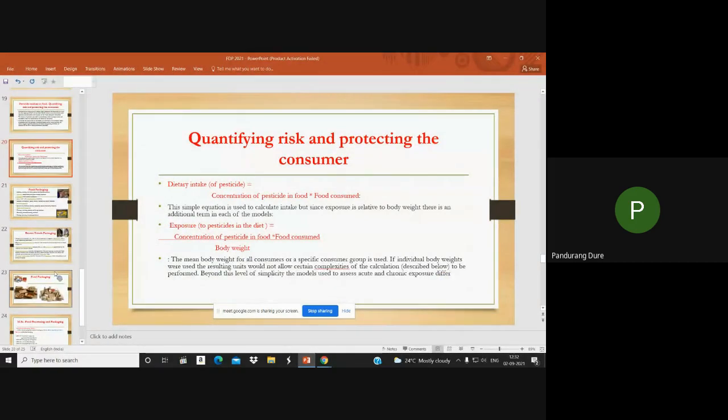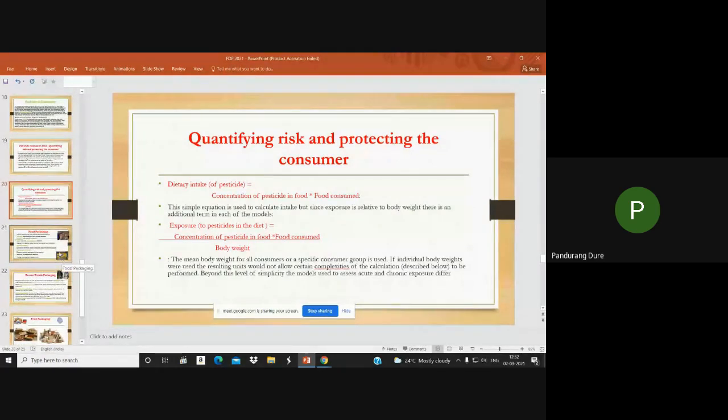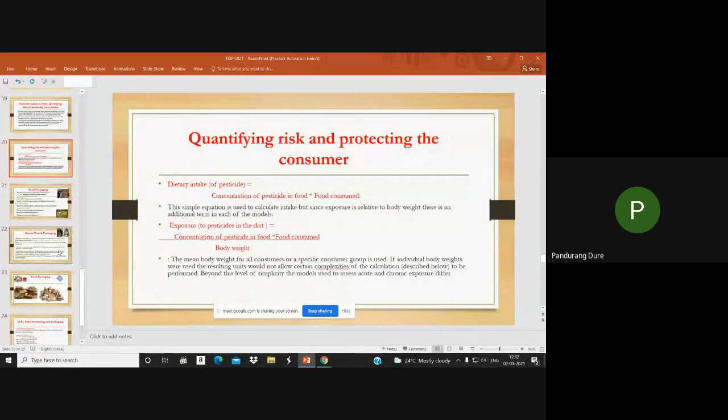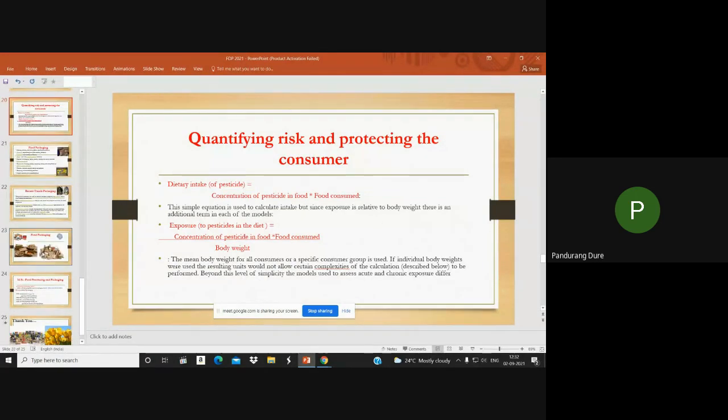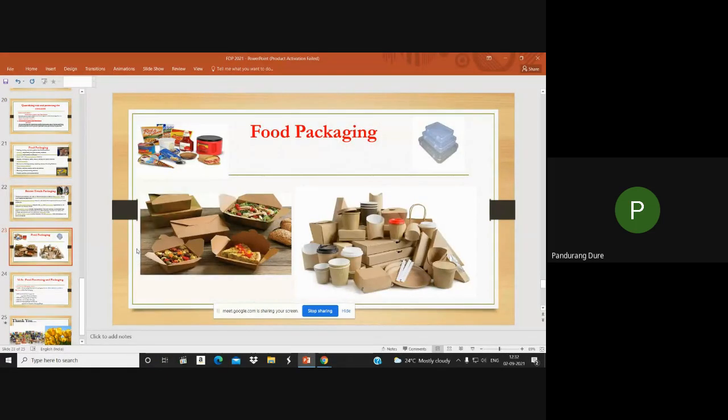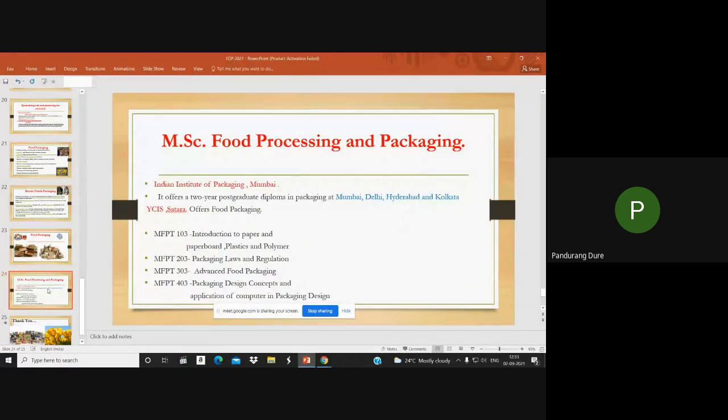So these are the recent trends in food processing and packaging. I think I have covered all the points under recent trends. These are the different types of packaging materials used in the food industry. And as I told you, from this year we offer the MSc in food processing and packaging.